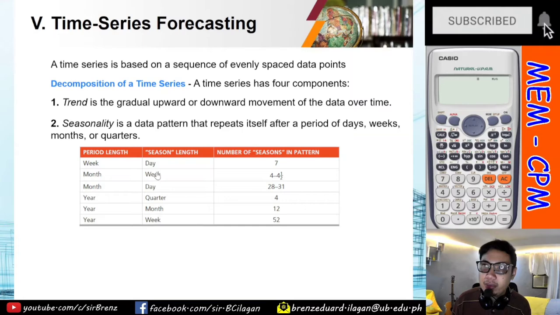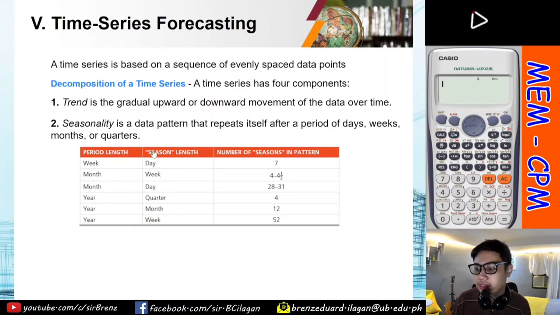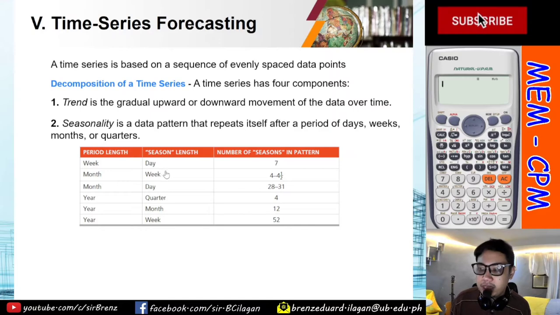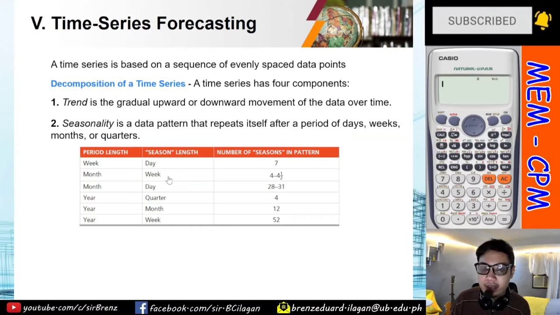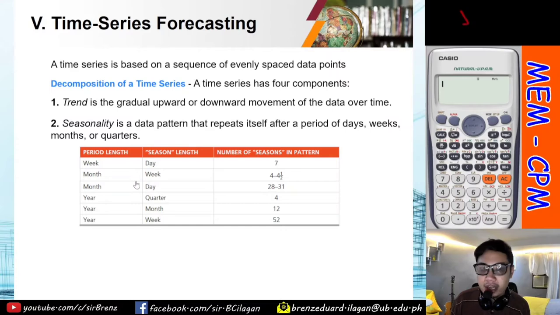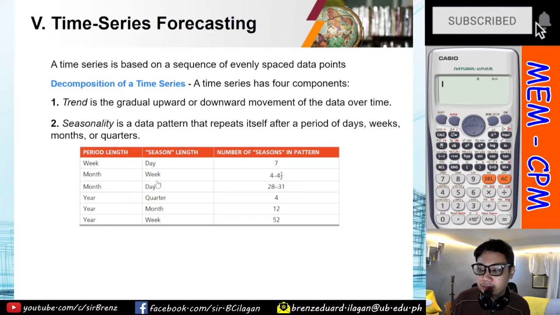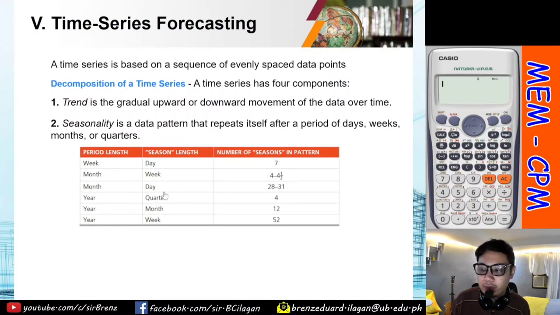Kasi meron tayong 28 days, meron 30, meron 31. Kaya naging 4 and a half to, ranging from the value of 4 to 4 and a half. So for the number of seasons in a pattern for a month, we have 28 to 31 days. Gaya ng sabi ko kanina. Next, for a quarter, in a year we have four quarters, okay? So yung 12 dinivide mo lang ng 4. Next, in terms of month naman, we all know that we have 12 months. And in terms of week, we have 52 weeks in a year.